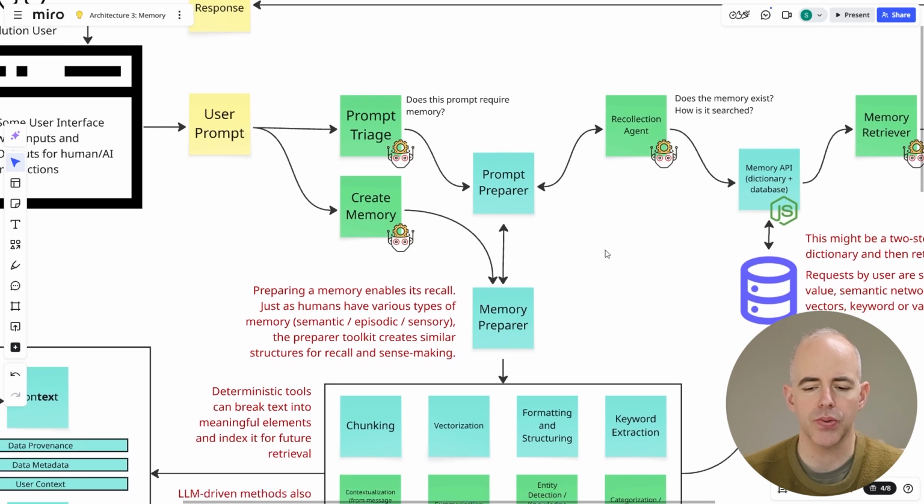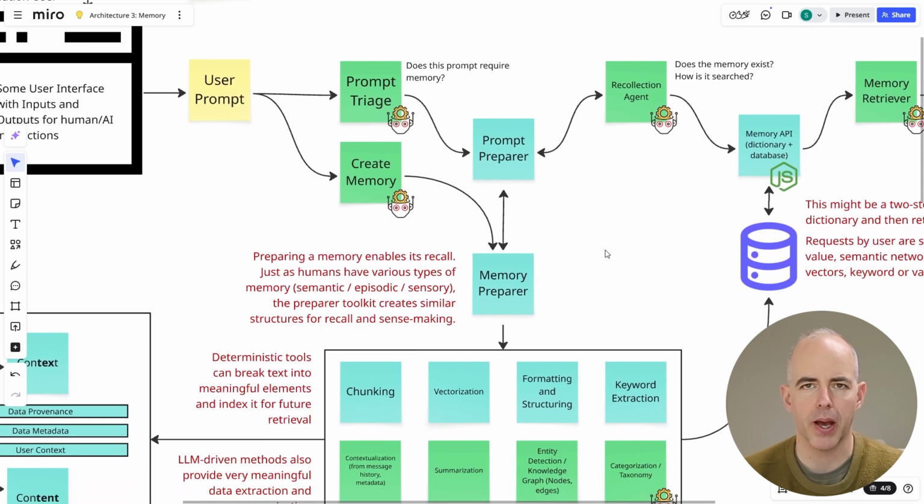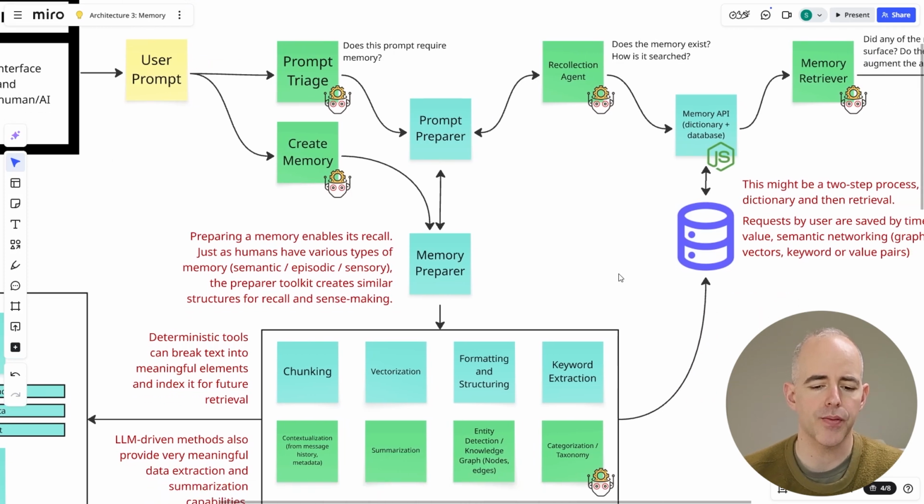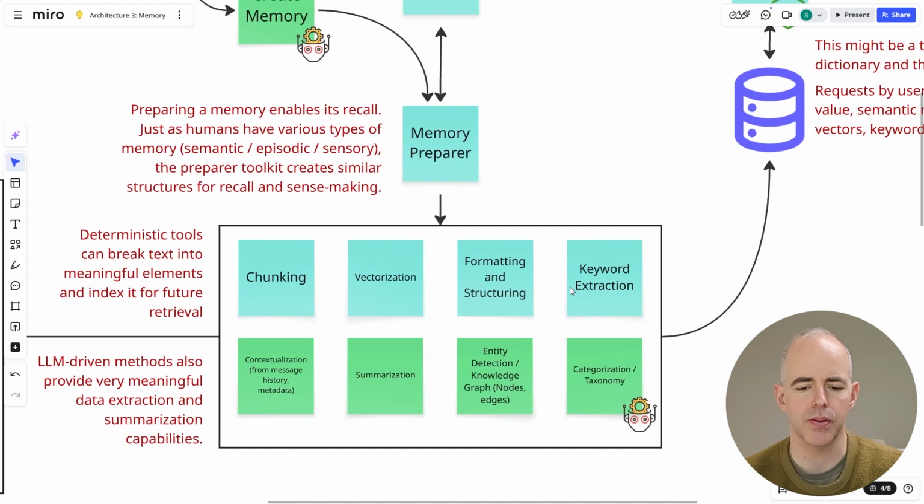And when you get into that, here's where we have a little bit of architecture that is worth unpacking. And this is as simple as I can make it. Of course, there's a tremendous amount more depth that you can create here. But as I've noted, preparing a memory enables its recall. And so just creating data or text or saving the prompt, that doesn't really cut it. We need something much more sophisticated. And so what we need is a tool here, which is a memory preparer. So preparing a memory means that you're enabling its recall. So just as humans have various types of memory, like semantic and episodic and sensory, the preparer is your toolkit, your toolbox on making those memories make sense.